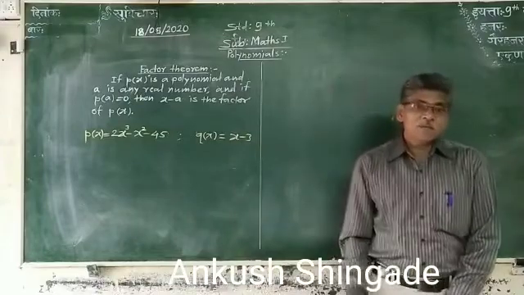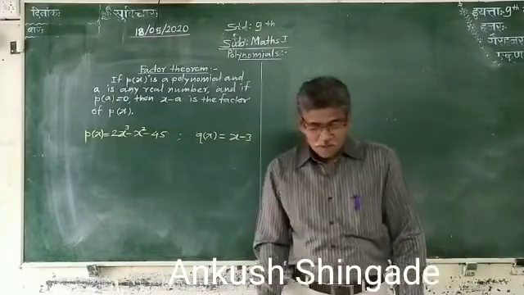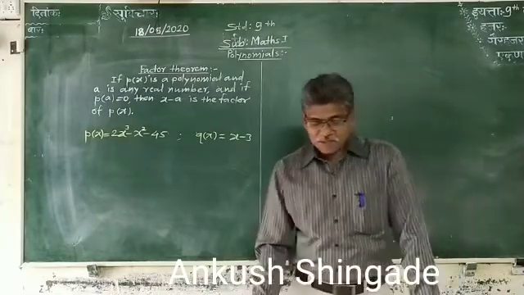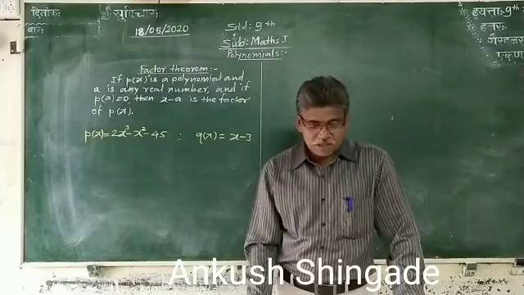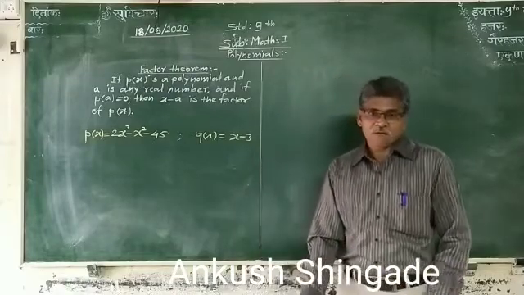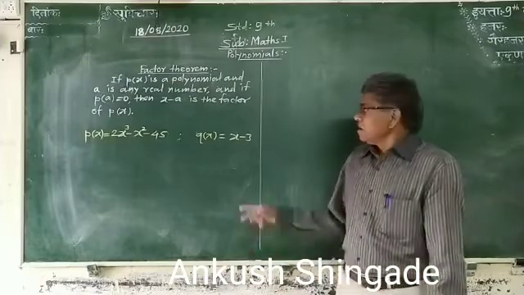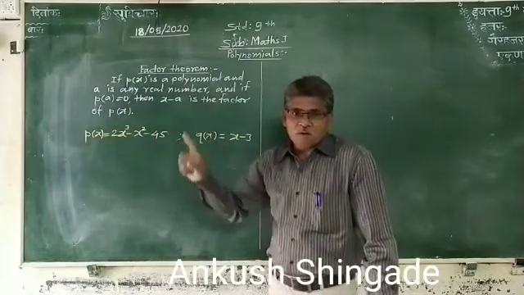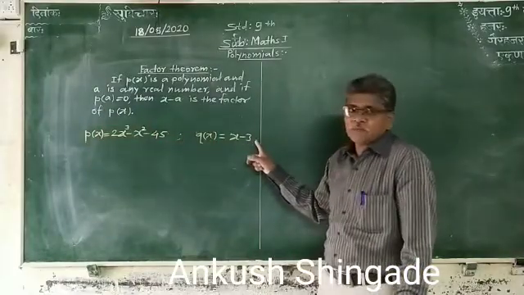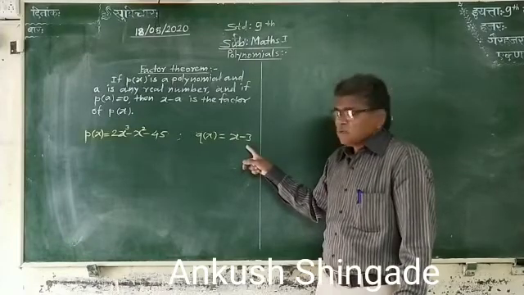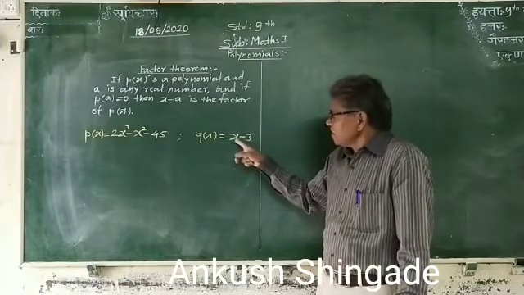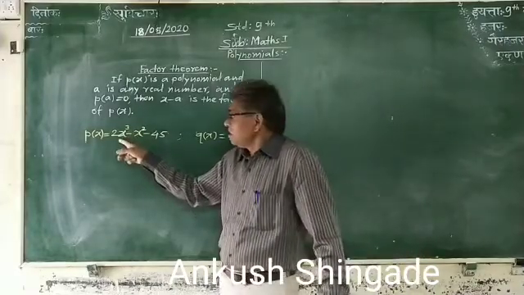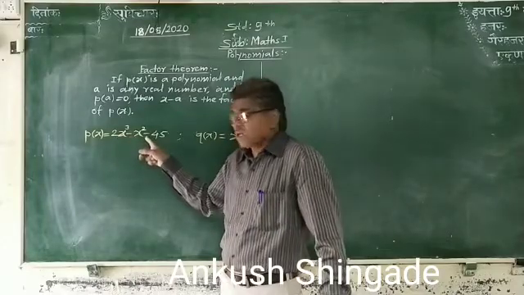And then we have the question: by using the factor theorem, in the following examples determine whether q(x) is a factor of p(x) or not. We have to decide either q(x) is a factor of p(x) or not. Here q(x) is x minus 3. That means we have to find by the factor theorem whether x minus 3 is a factor of the given polynomial 2x cube minus x square minus 45 or not.